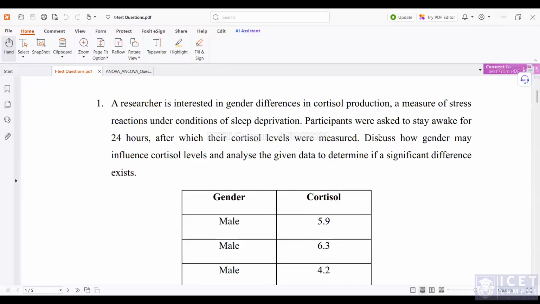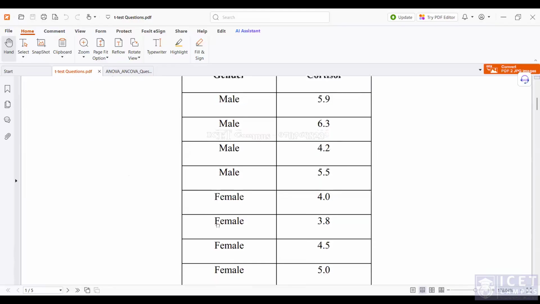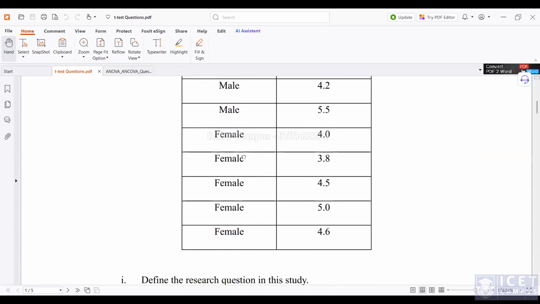Right. So this is the data set. So we need to check whether there is a significant difference or not. Right, these are the data. Gender is divided into two, male and female, and the cortisol level is given.